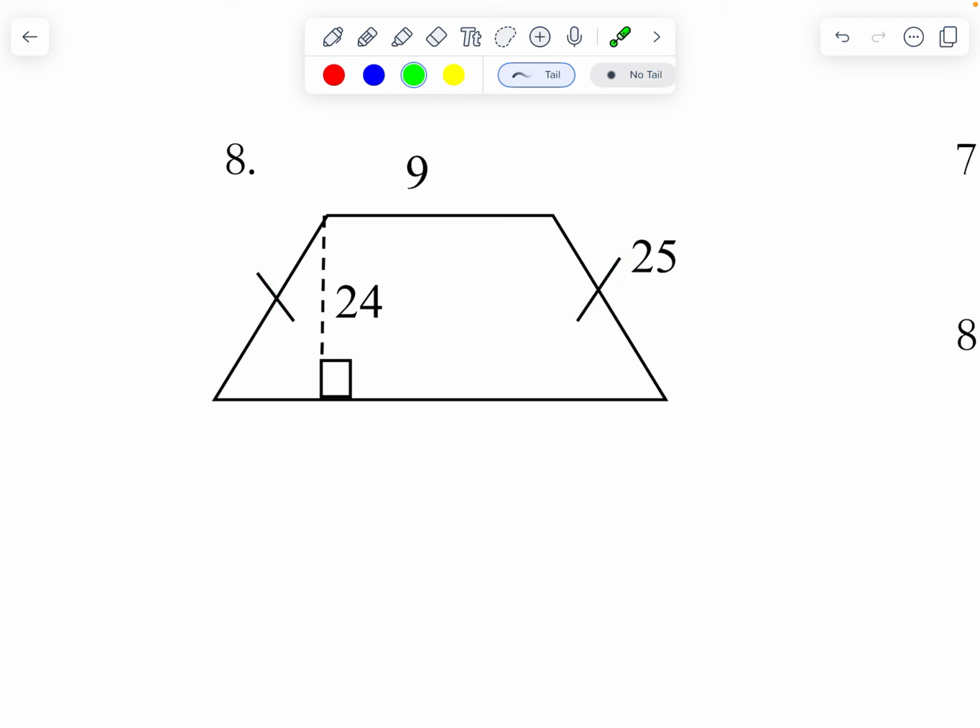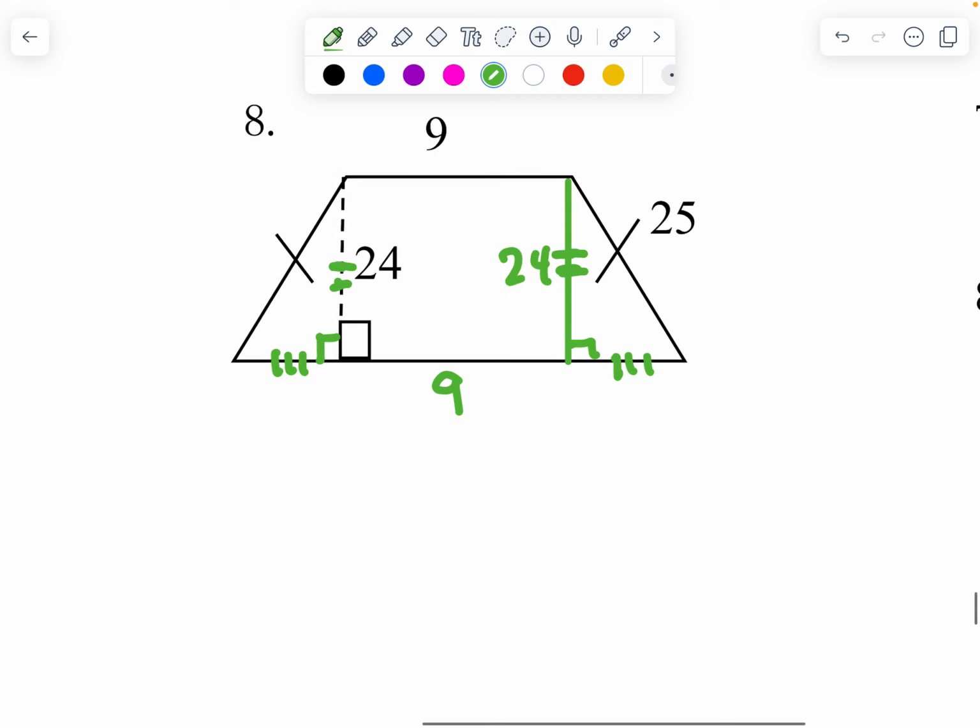So since this is an isosceles trapezoid, we know a couple of things, right? If I create another height right here, not only is this going to be congruent to this right here, this is going to be 9. We still have no clue what this is. But now I have two right triangles, and they are going to be congruent. So let's go ahead and use the Pythagorean theorem to find that base.